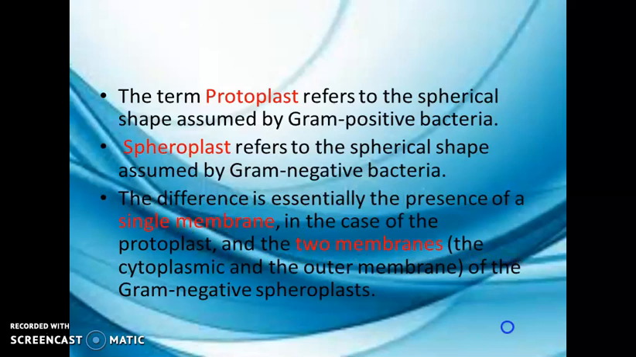The term protoplast refers to the spherical structures which are assumed by gram-positive bacteria, whereas sphaeroplast refers to the spherical shaped structures which are assumed from the gram-negative bacteria. Mainly the difference between the protoplast and sphaeroplast lies in the presence of a single membrane in the case of protoplast and the presence of a double membrane, that means the cytoplasmic membrane and the outer membrane, in the gram-negative sphaeroplast. So, the sphaeroplast possesses two membranes, whereas protoplast possesses a single membrane.